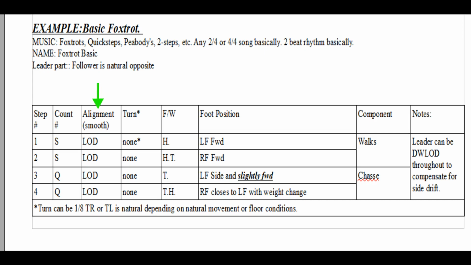The alignment is mainly for line of dance or traveling. If you're not really traveling, like swings, rumbas, cha-chas, they don't go anywhere, so there's really no line of dance. So in smooth, especially Foxtrot Basic, you'll just be moving line of dance, LOD, or look out dummy. Turn has an asterisk. We'll get to that in a minute. Basically how much turn should be done. Some steps will have a natural inclination to turn, and you can put that down.